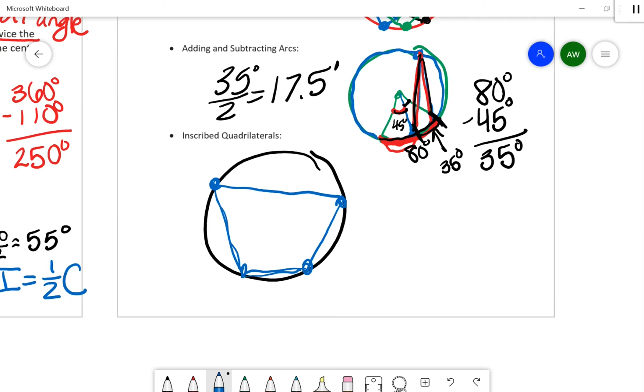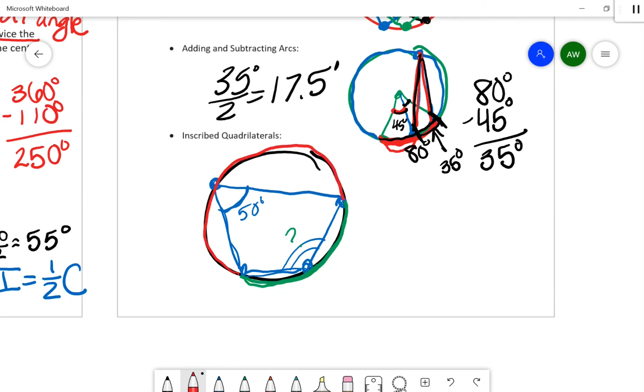Now, what a lot of questions having to do with inscribed quadrilaterals will do is it will give you one angle and it will ask you to find the opposite angle. So let's say in this situation, it gives you this angle and it says that it's 50 degrees. And it wants you to find this opposite angle. Now, what that's asking you to recognize is that this 50-degree angle intercepts this arc, and our question mark angle intercepts the opposite arc.